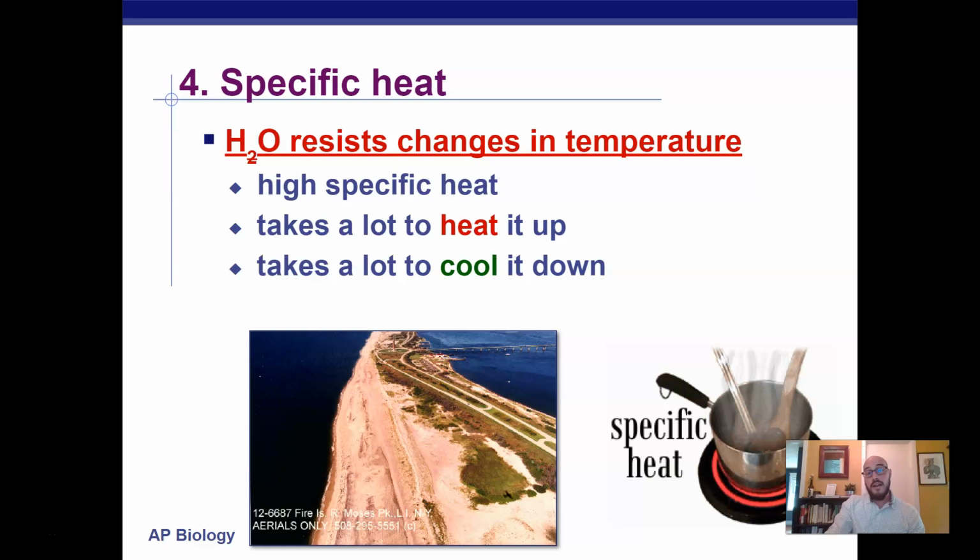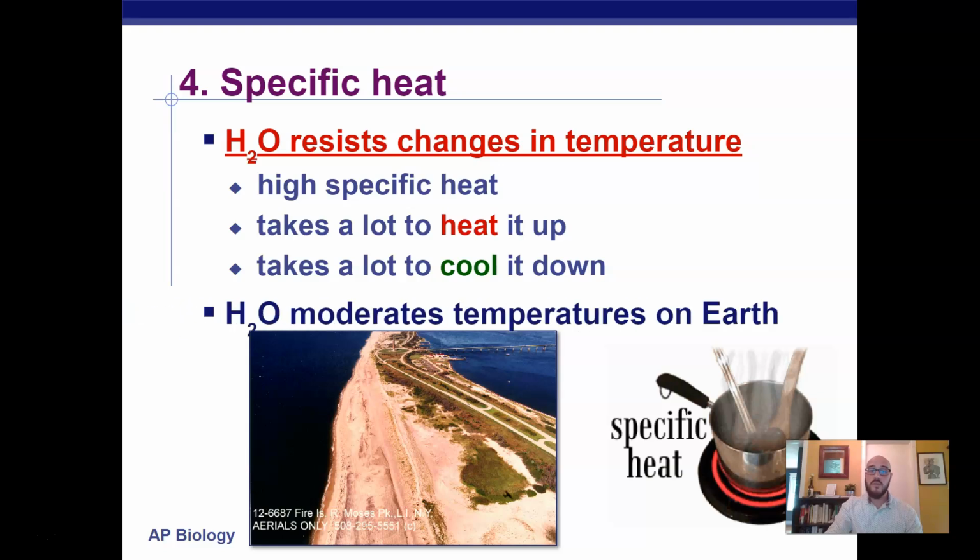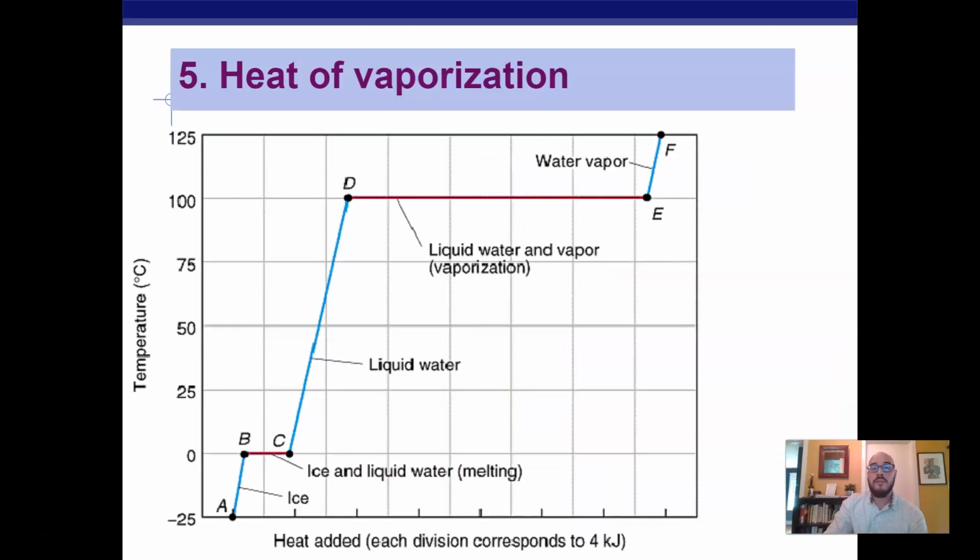Once again, high specific heat also means that it takes a lot to cool water down. So water is going to be highly resistant to temperature fluctuations simply due to those trillionths of a second hydrogen bonds. It's really incredible. And that's going to lead to very stable temperatures on planet Earth.